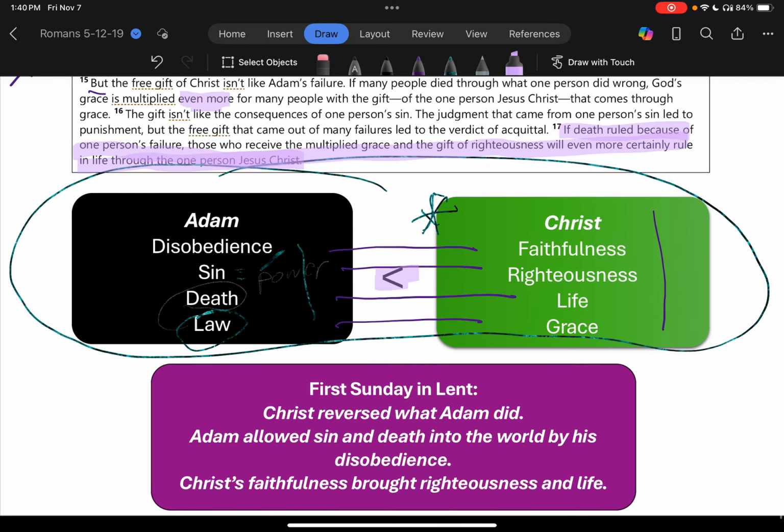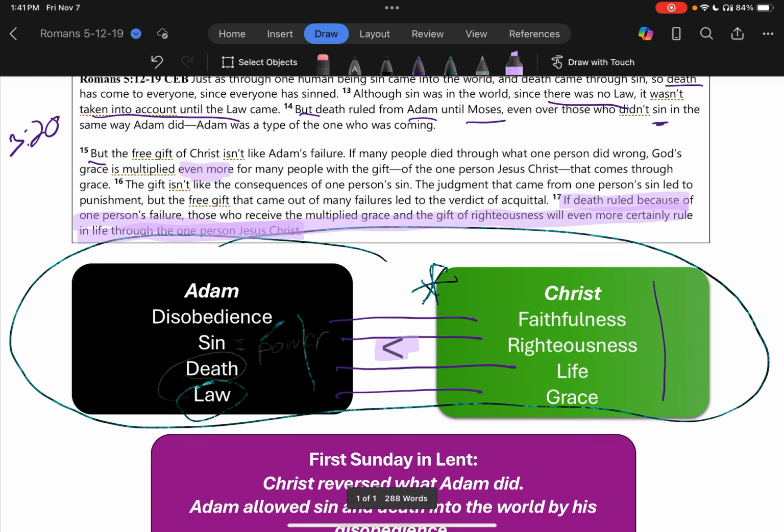And so that, I think, is the main theme of this passage and the main theme for the first Sunday of Lent. That Adam allowed in sin and death by his disobedience, but that Christ has reversed what Adam did. That through Christ's faithfulness, righteousness and life have been brought into the world and are possible for us to experience, just as what Adam did allowed sin and death into the world. But he wants to say that what Christ has done is even greater, right?